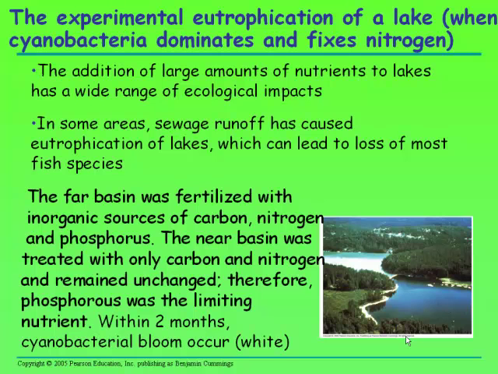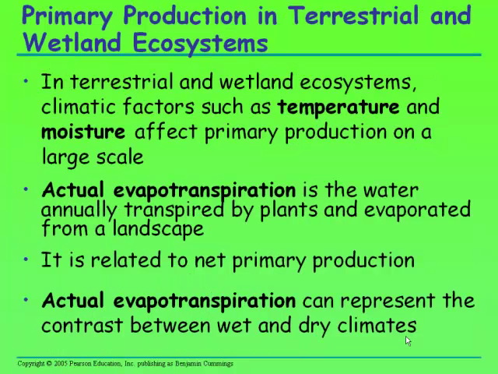The far basin was fertilized with inorganic sources of carbon, nitrogen, and phosphorus. So this is what runoff of excess fertilizers does. The near basin was treated with only carbon and nitrogen and remained unchanged. Therefore, phosphorus was the limiting nutrient. Within 2 months, a cyanobacterial bloom occurred.